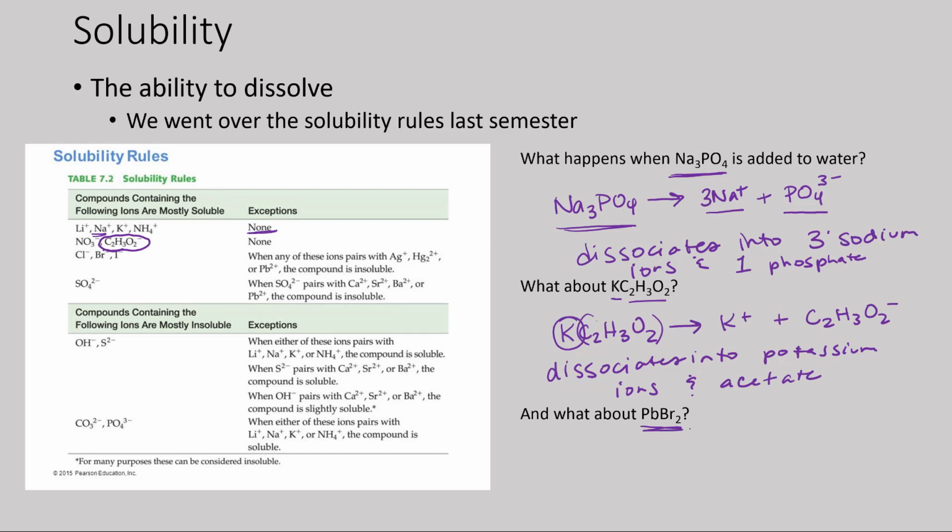Now, lead 2 bromide. Bromide is soluble except when it's with silver, mercury 1, or lead 2, and that's what this is. It's lead 2. So this does not dissociate completely. What it really does is it does this. Okay, so we have 2 bromides there.